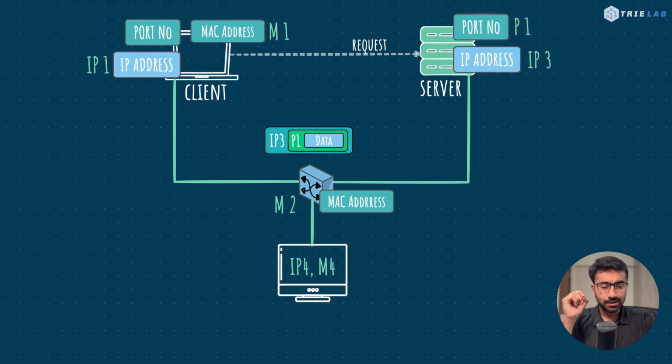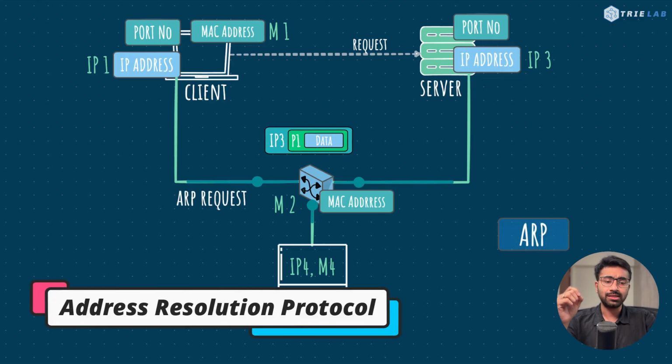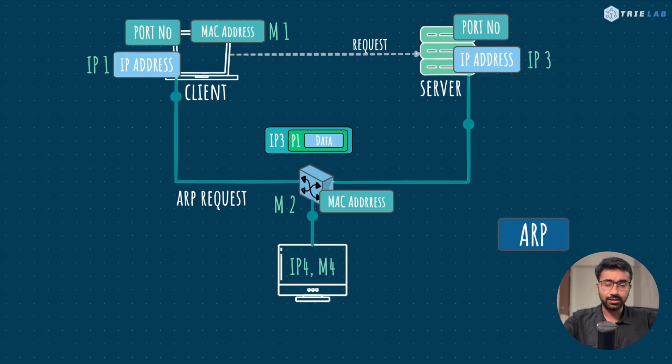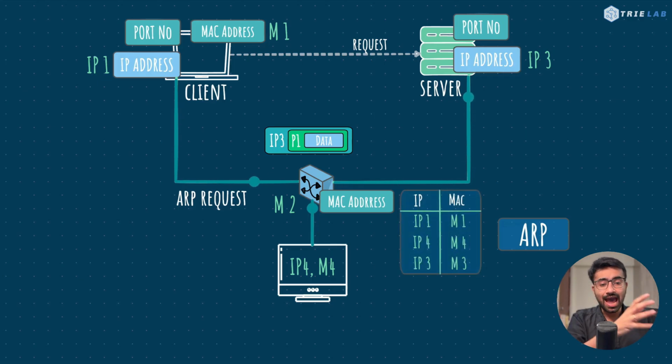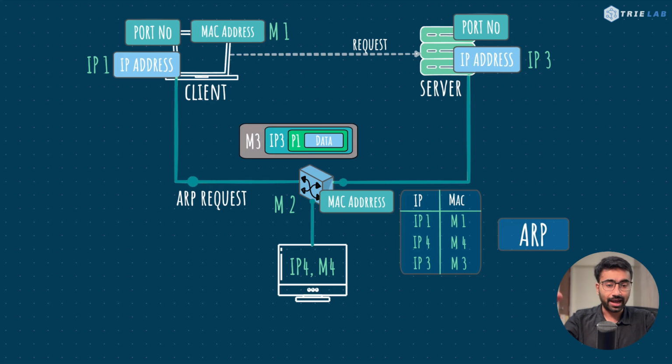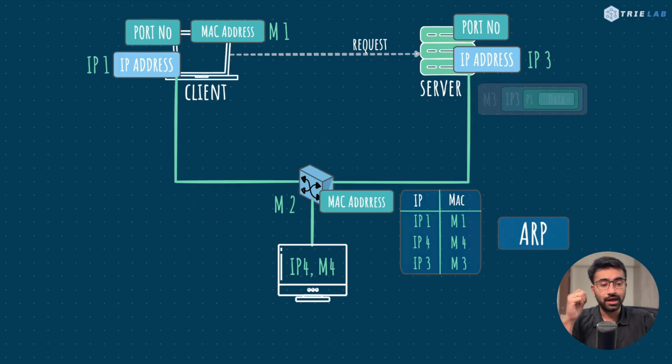Now, for this, the switch uses something called Address Resolution Protocol, and what it does is send a bunch of address resolution protocol requests to all the clients and the servers. Each of them replies with their own IP and MAC addresses, and the switch creates a particular routing table. The switch can now use this to wrap the data packet with the corresponding MAC address of the server and can then forward it to the server. And there we have it.